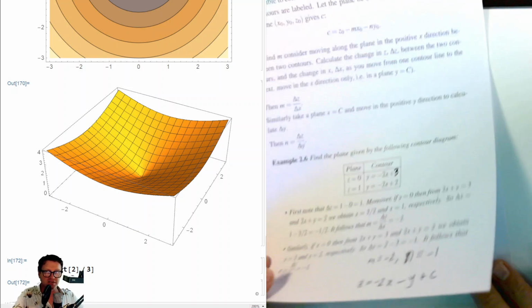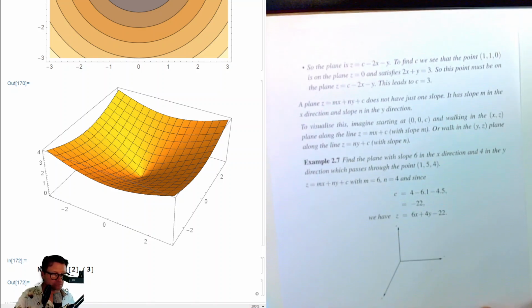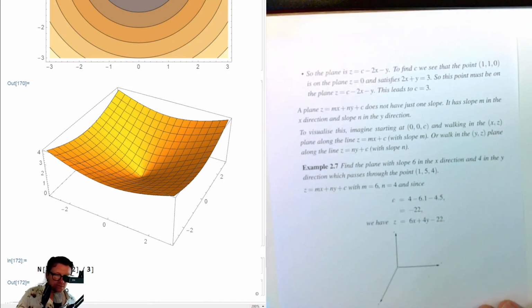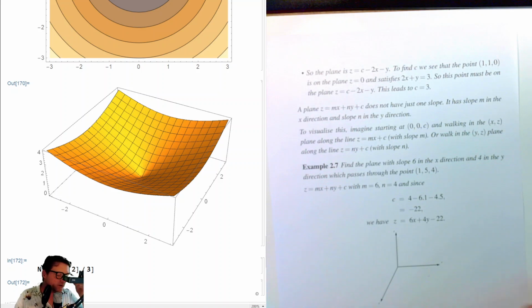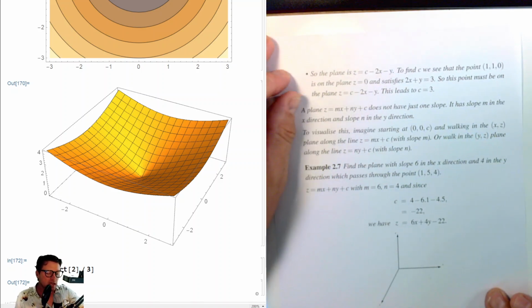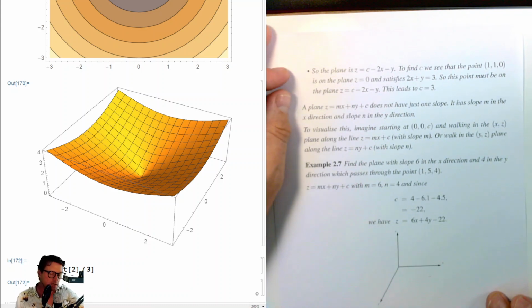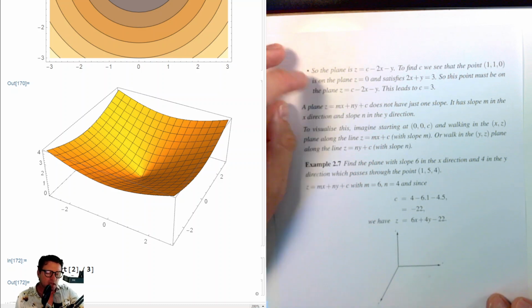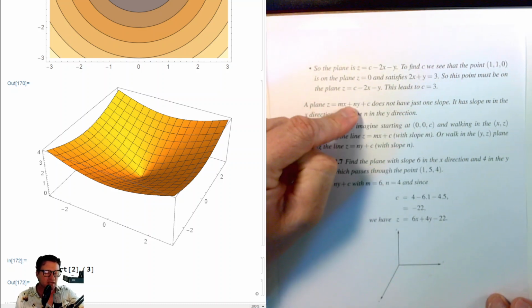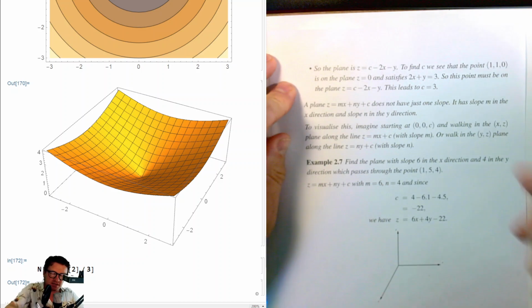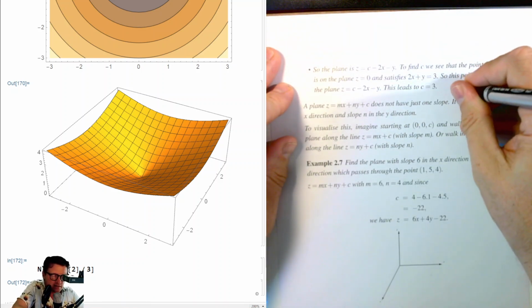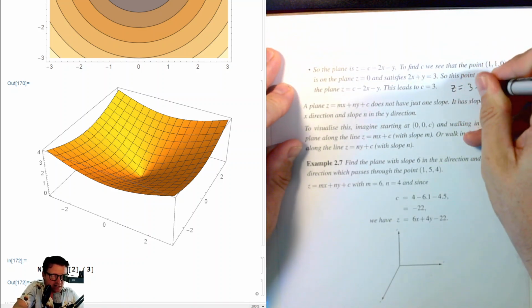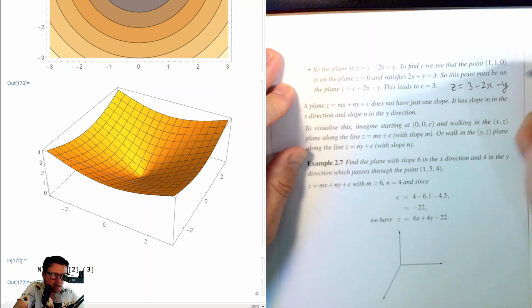And so continuing on to the next page, to find c, we see that we have a point 1, 1, 0. It's on the plane and satisfies 2x plus y is equal to 3. So this point must be on the plane, and subbing that in, it leads to c equals 3. So that gives us z is equal to 3 minus 2x minus y.